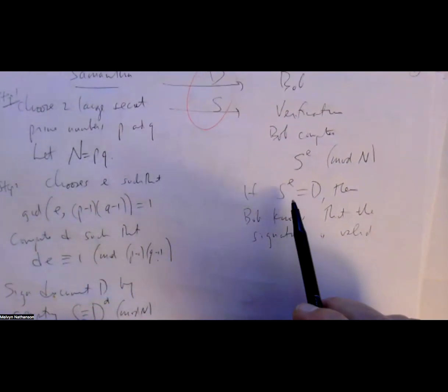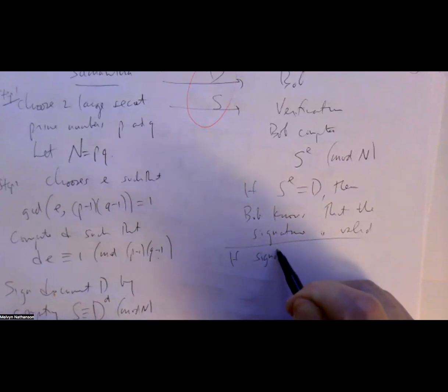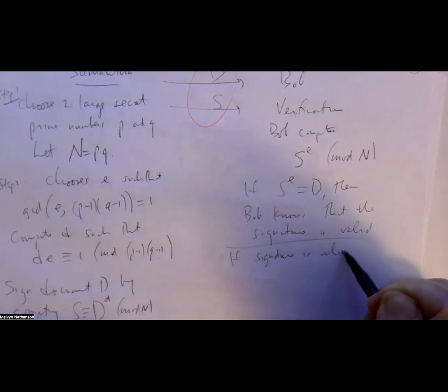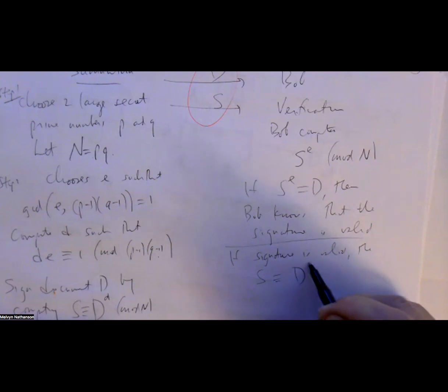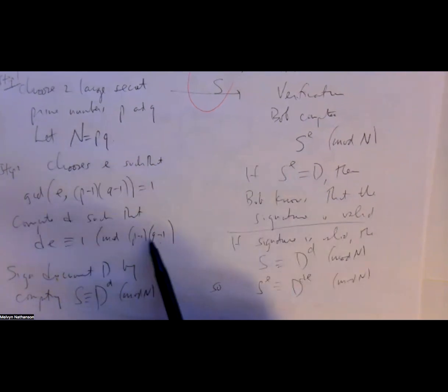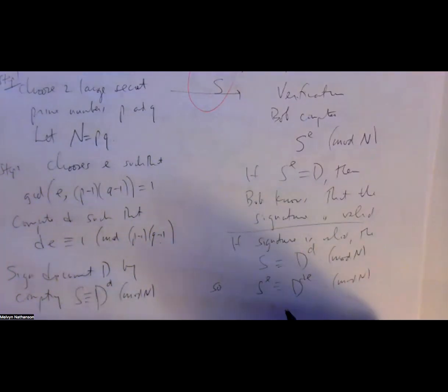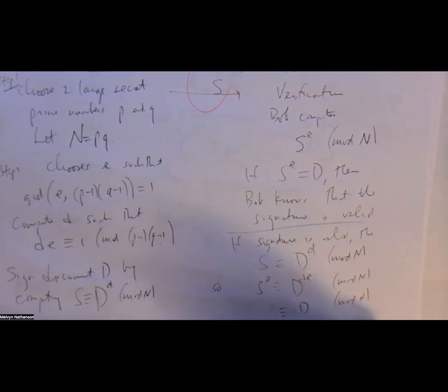Now, why would this be the case? If the signature is valid, then S is congruent to D to the power d mod N, and that implies that S to the E is D to the power dE mod N. But because dE is congruent to 1 mod (P minus 1)(Q minus 1), this is congruent to D mod N by Euler's theorem.